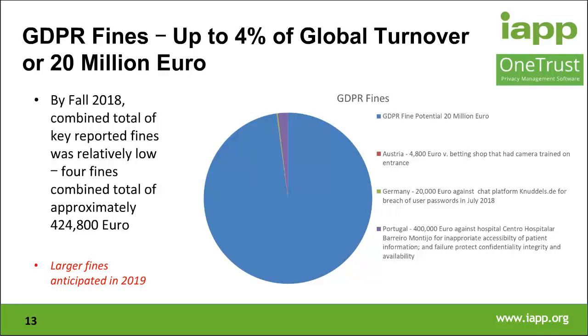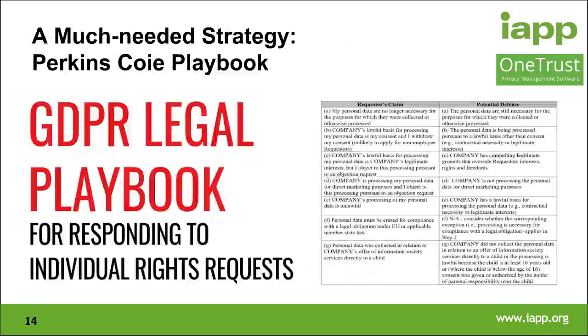Okay, so what have we seen on the fine front? We haven't seen huge fines yet out of the EU with the regulators. Of course, we've heard about 4% of global turnover or 20 million euro, and those larger fines are anticipated to start rolling in 2019. But so far, the fines have been relatively low, as indicated on this slide. I think the largest fine has been issued by Portugal for 400,000 euro.